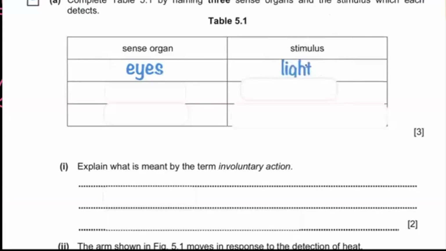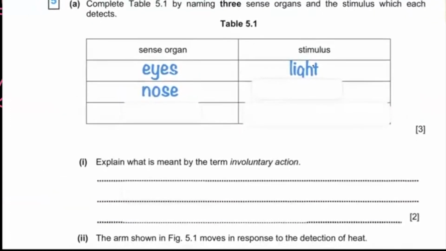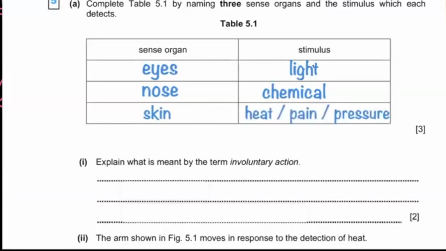If I am talking about the nose or the tongue, it's going to be chemical energy. If I am talking about, let's say, skin, then you have a wide variety of options to write, right? Pressure, heat, all these are acceptable. Then they ask what's meant by the term involuntary action. Involuntary is just another word for a reflex, okay?